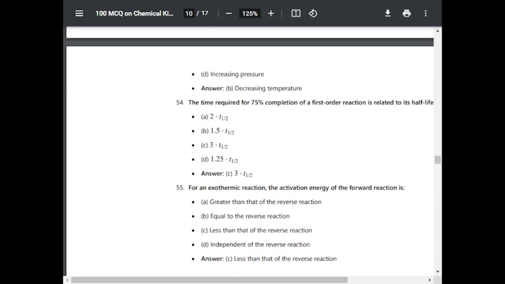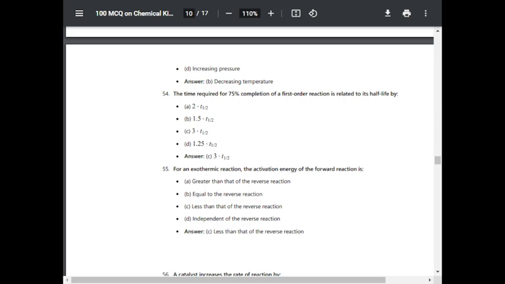Question number 54. The time required for 75% completion of a first order reaction is related to its half-life by option A 2 into T half, option B 1.5 into T half, option C 3 into T half, option D 1.25 into T half.